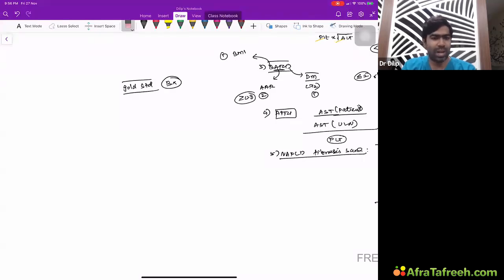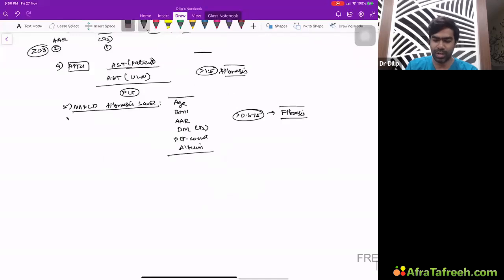Whatever parameters I have told you are non-invasive ways of predicting fibrosis. Clear? But the gold standard for predicting fibrosis is always the biopsy. The invasive method is the gold standard. Whatever ways I told you are non-invasive methods.